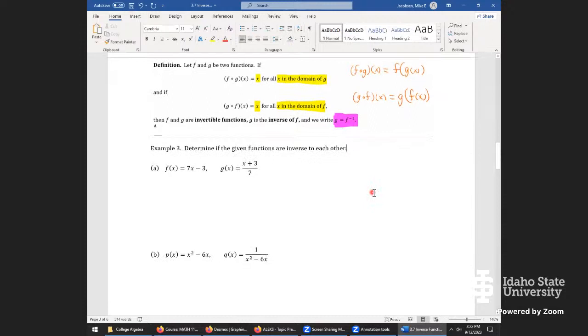Now our goal in this problem is we just have 2 functions. Here's an f function and a g function. And we want to know if they are inverse to each other. So it's not showing how to find the inverse. That'll be the last part of the notes.